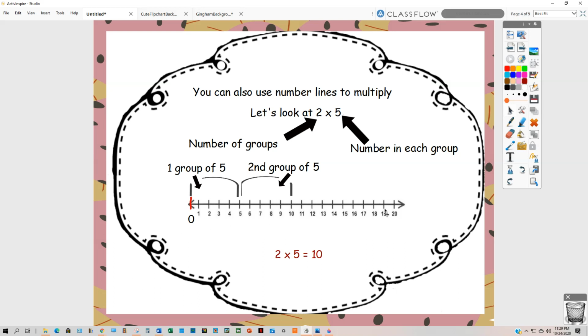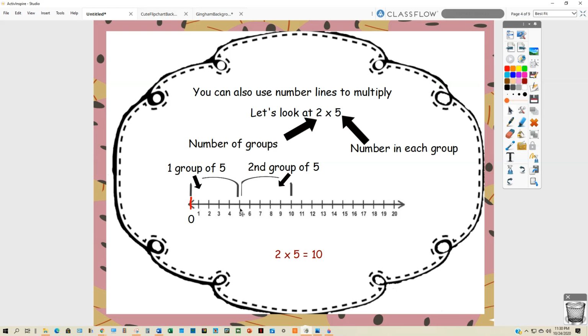So I've set up my number line. This number line happens to go through 20. We won't use all 20 numbers, and that's okay. I set up my first group of 5, because remember, this number here tells you how many is in each group. This number tells you how many times you're going to jump. So I'm going to do one group of 5. I'm starting at 0, and I'm going to land at 5. That is my first group of 5.